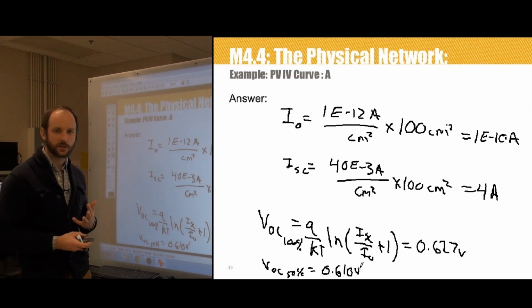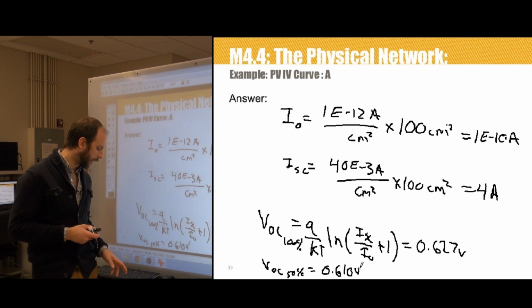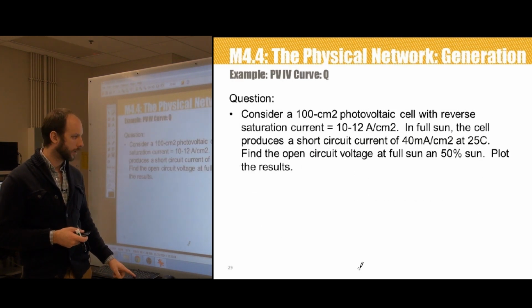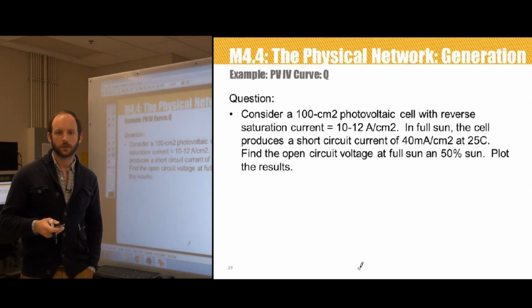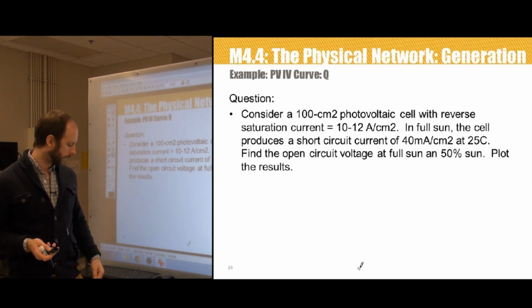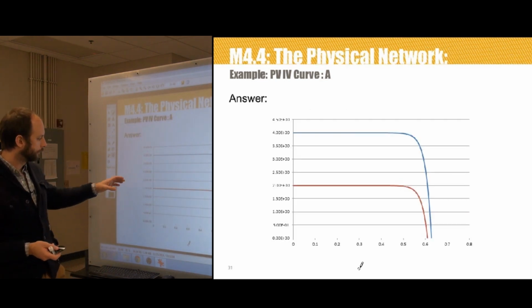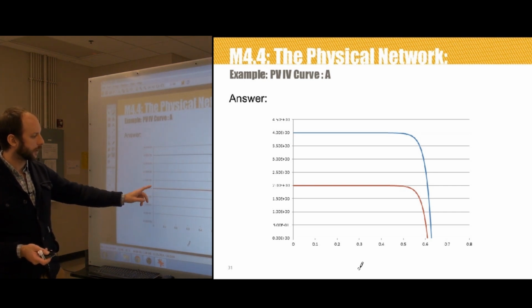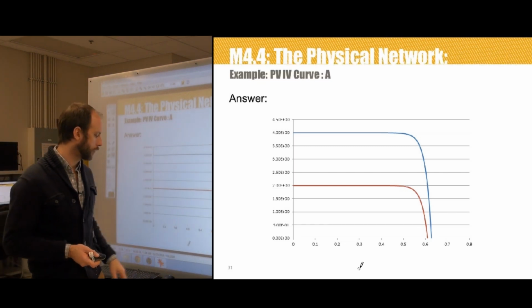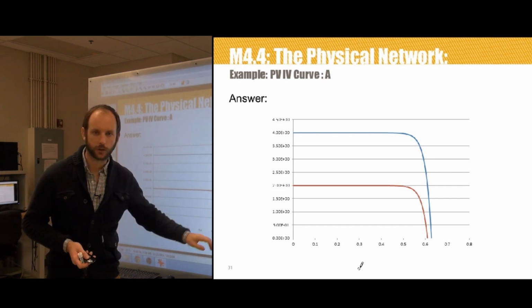So the last part asked us to plot these two. What I did is I just made an Excel spreadsheet. I plotted the diode equation. I've erased it now, but it was I equals the short circuit current minus I0 times e to the QVD over KT minus 1. I plotted those for the data sets, and what you get here is 4 amps at 0 volts and 2 amps at 0 volts for the 50%, and they both have this inverse exponential shape for the current as a function of voltage here.